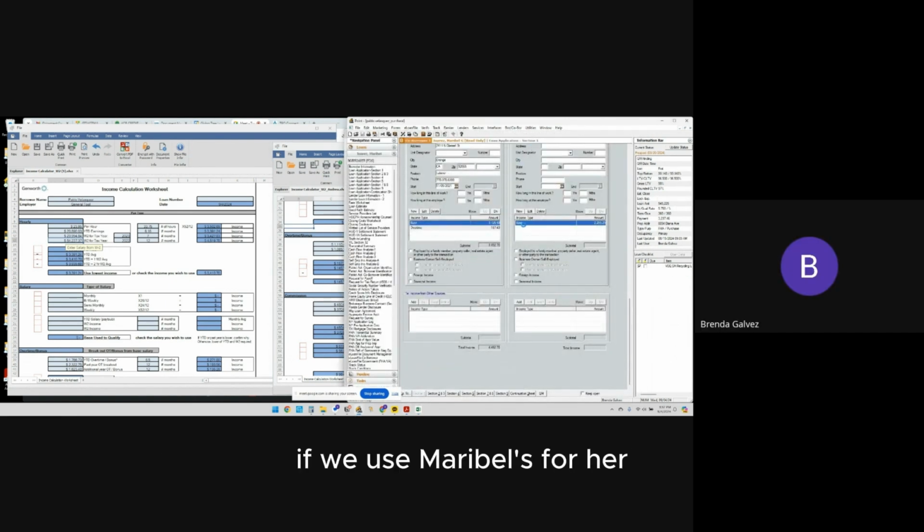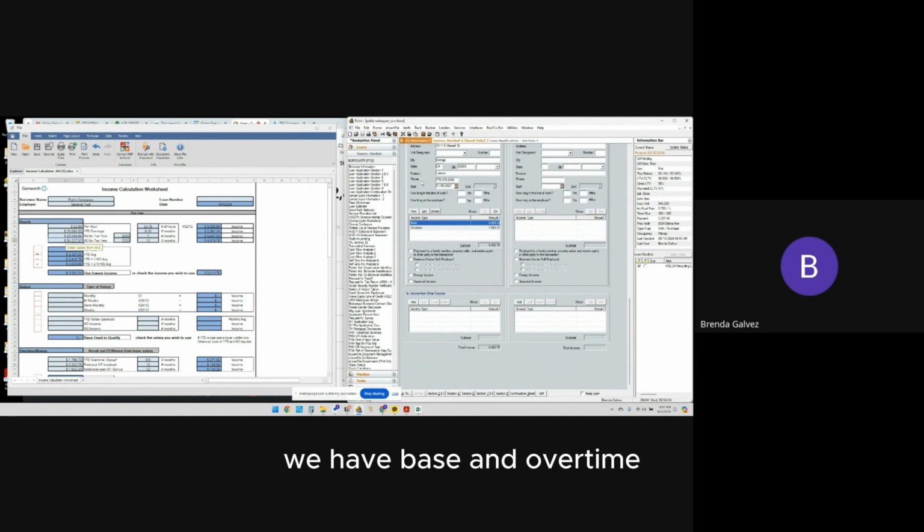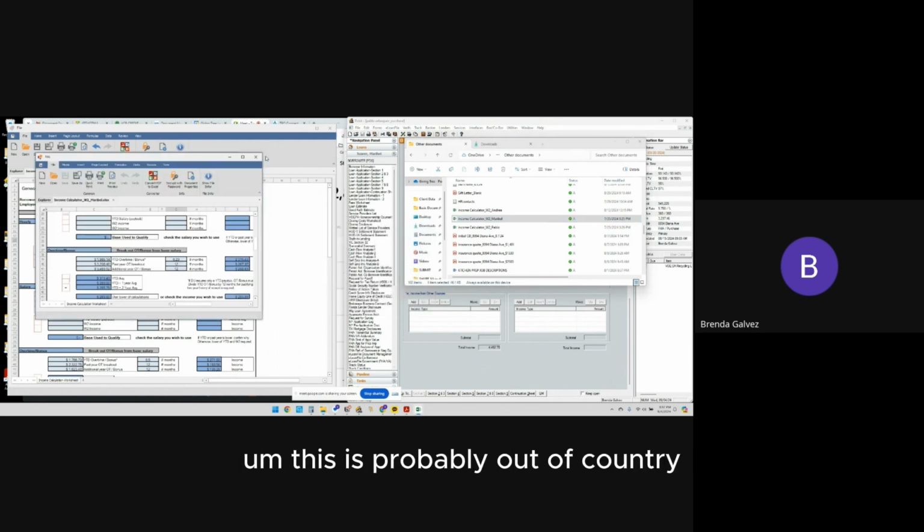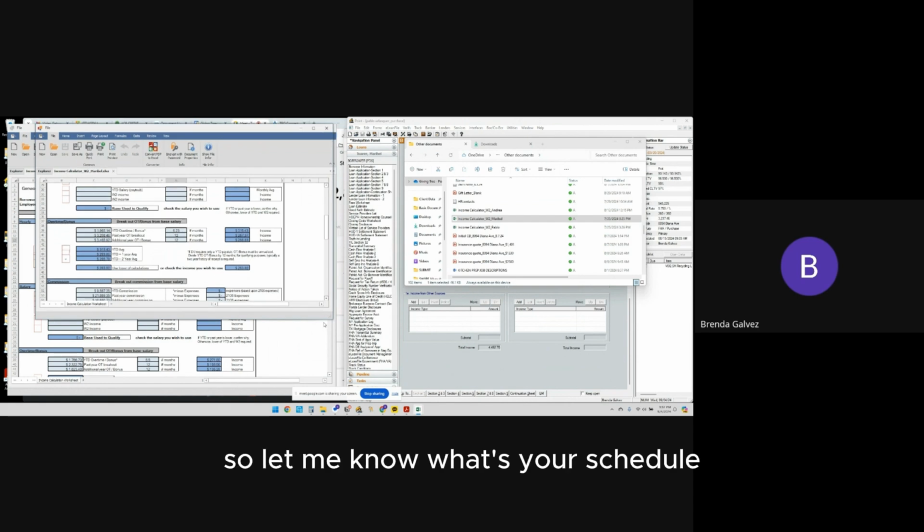If we use Maribel's, for her, we have base and overtime. So yes, I believe the borrower is in Arizona, and the co-borrower will sign on behalf of the main borrower. He's currently out of country, so let me know once you schedule it.